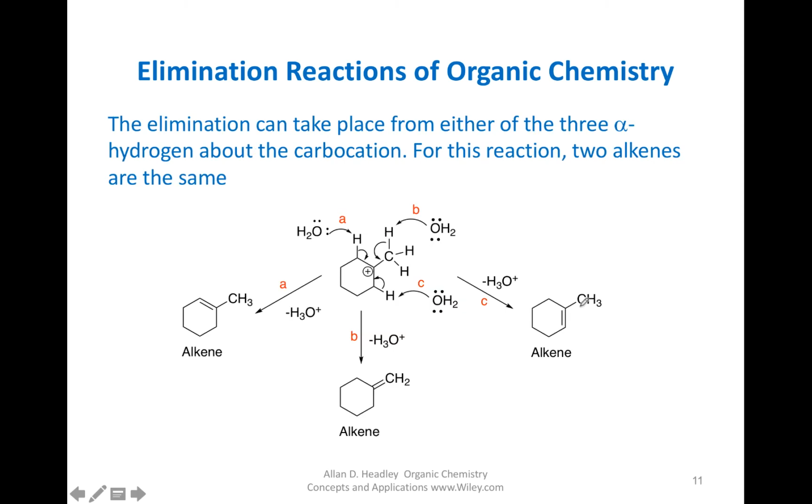The slide looks a bit crowded, but let's walk through it. Here is the carbocation, the tertiary carbocation. Positive charge is right here. On the adjacent carbons, here's a hydrogen, A. On the other adjacent carbon, another hydrogen, which we'll call C. On the third adjacent carbon is another hydrogen, which we'll call B. So it's possible to form a double bond here.